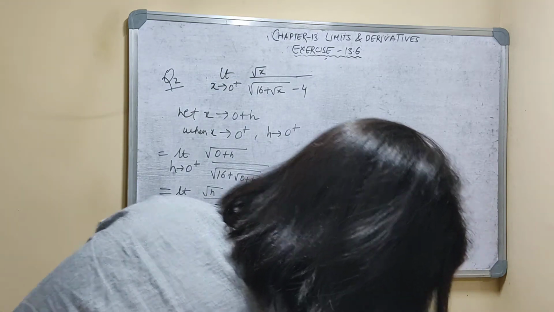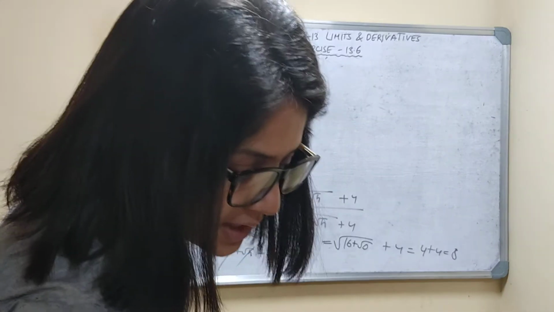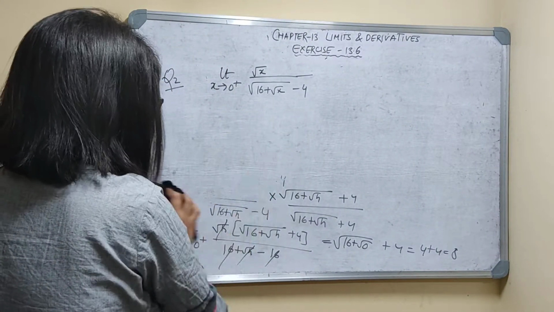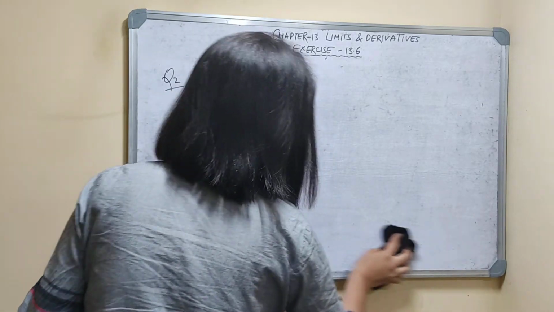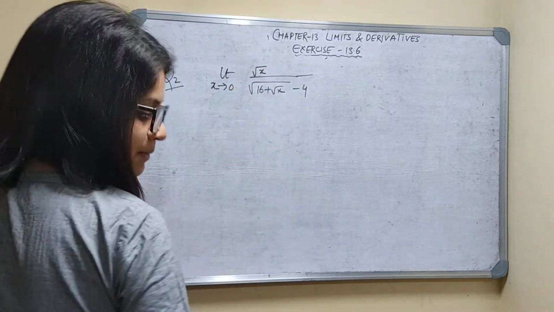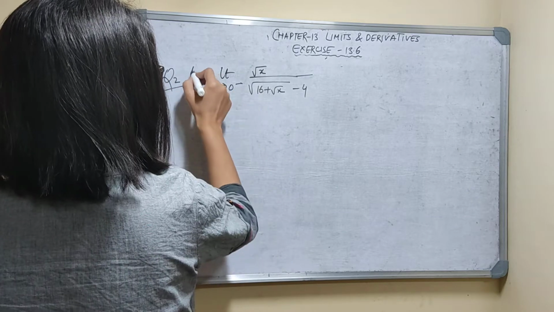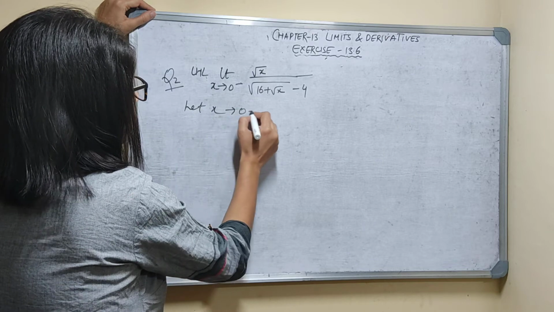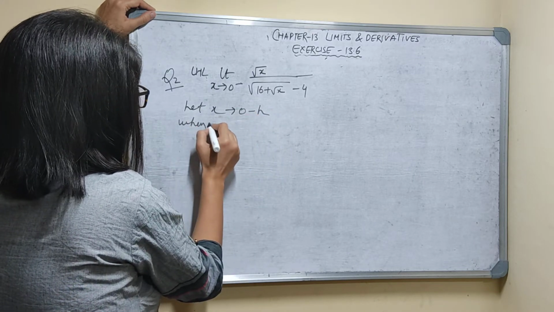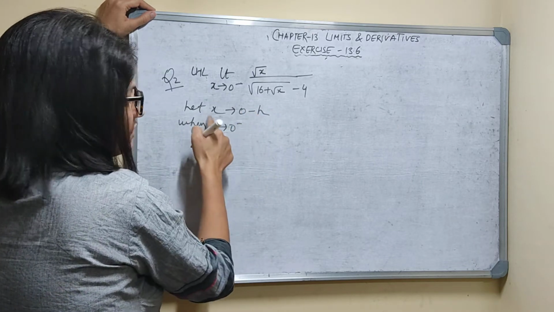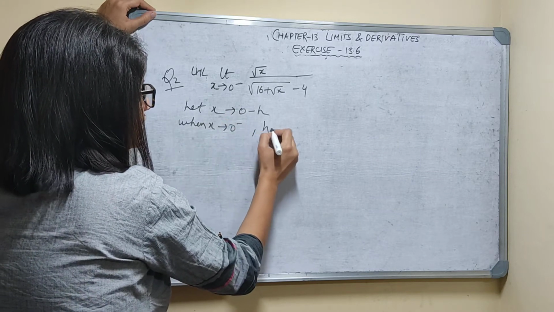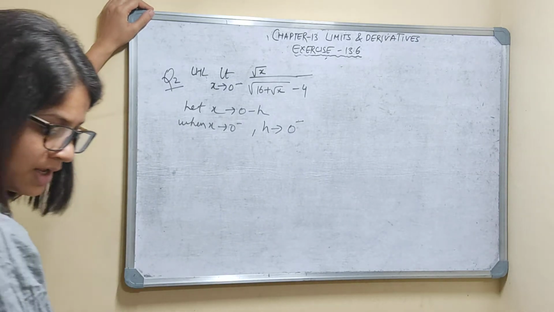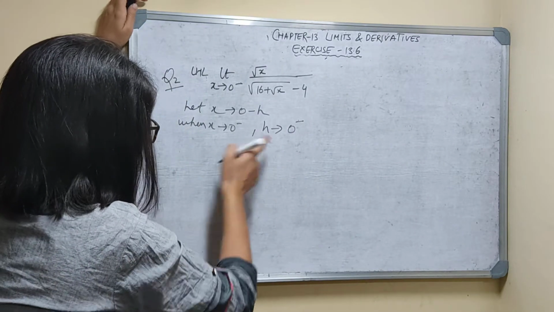Now they are asking, what can you say about its left limit when x tends to 0? So I have to find the left hand limit. So I can write here left hand limit, that is x tends to 0 minus. So you can say let x tends to 0 minus h. When x tends to 0 minus, then h tends to 0 minus. Is it clear?